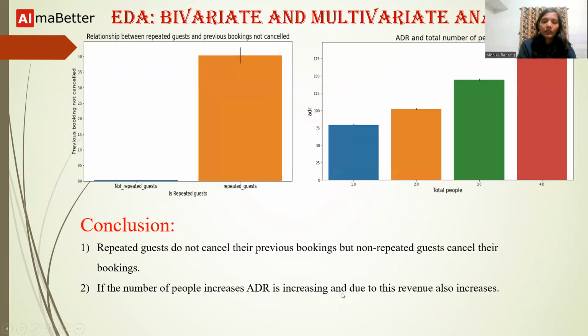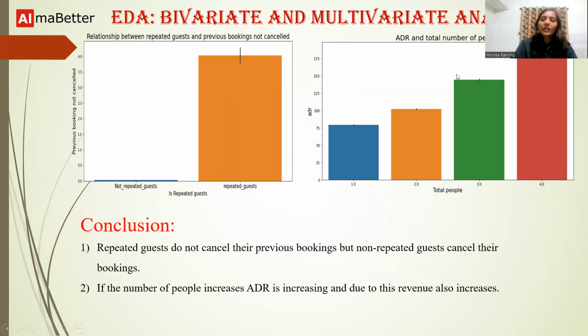Okay. Now the next one is I used a bar plot to show the relationship between repeated guests and previous bookings not canceled. I got the insight that repeated guests do not cancel their previous bookings, but non-repeated guests cancel their bookings. Means repeated guests preferred the same hotel. Sorry, repeated guests do not cancel previous bookings.